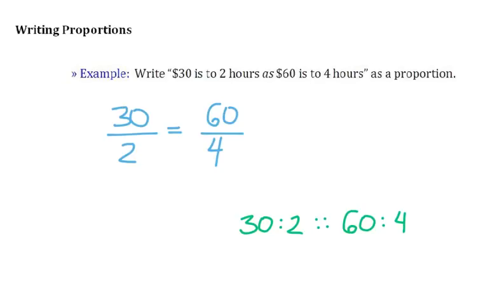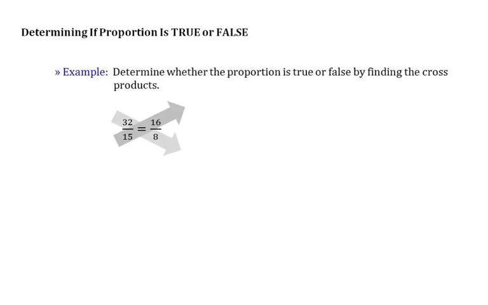Now how do we know if a proportion is true or false? An easy way to tell is by using an idea called the cross products. So I have a new proportion written here which says 32 is to 15 as 6 is to 8. It might be pretty easy to tell this isn't quite right, but let's justify it using cross products.